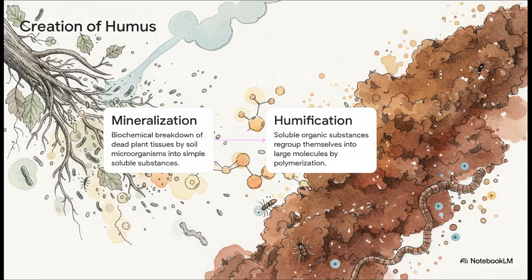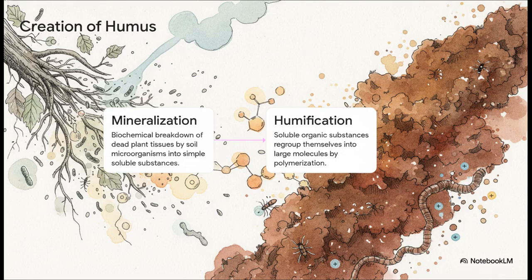First up, we have mineralization. This is where soil microorganisms biochemically break down dead plant tissues into simple, soluble organic substances, mineral compounds, and gases like carbon dioxide. Once that breakdown is done, phase 2 kicks in, humification. This is where those soluble organic substances actually regroup themselves into large molecules through polymerization, becoming poorly soluble. They form the major part of soil humus, which is absolutely vital because it provides the essential sites for retaining chemical cations.